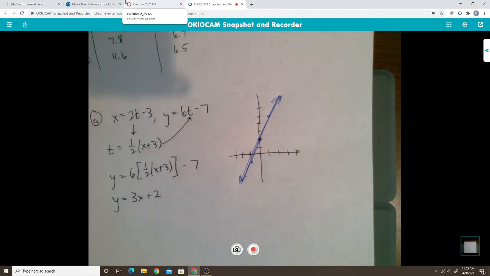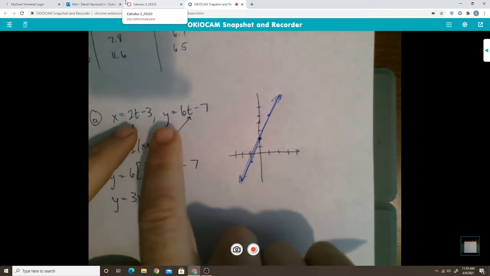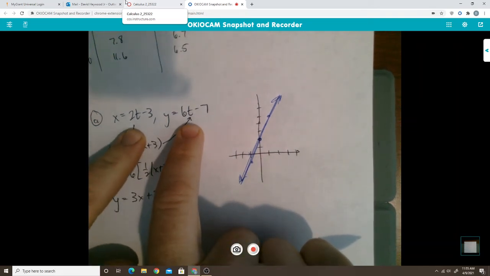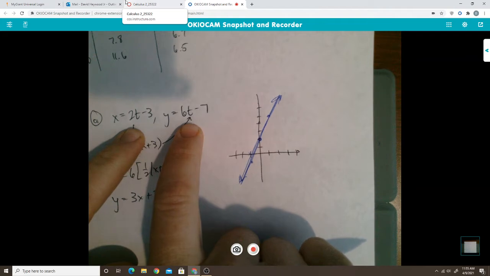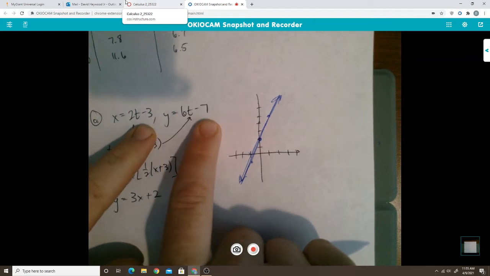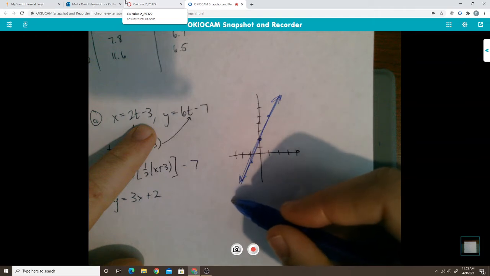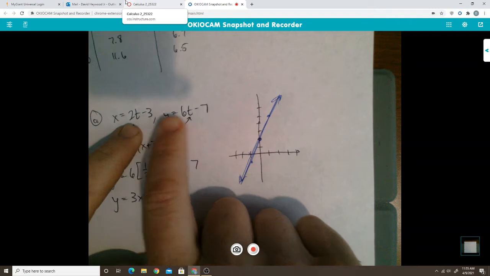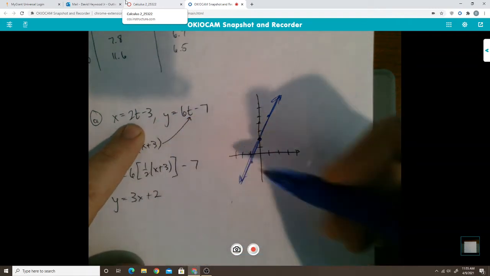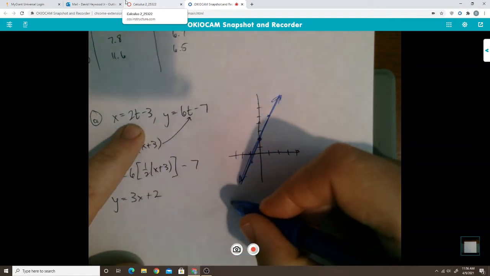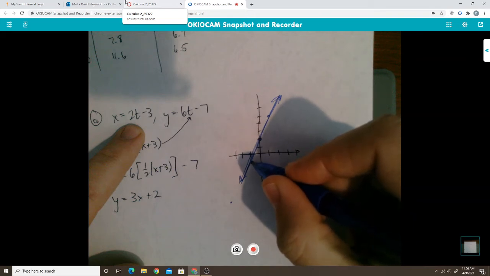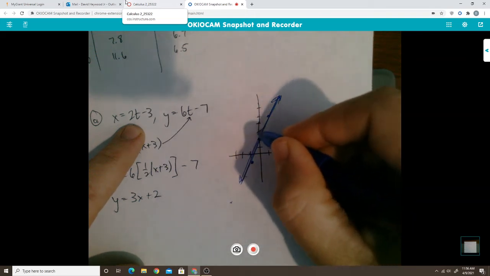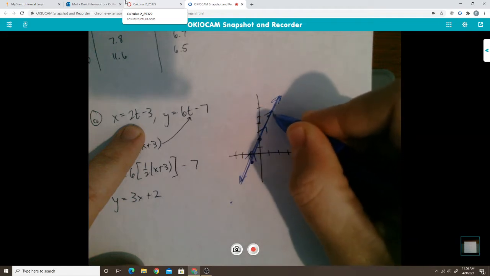As far as the orientation is concerned, for that, I think you do kind of just have to plug in a couple values for t, which should be enough. Like if I plug in 0, I'm at the point -3, -7, so somewhere down here. And then if I plug in 1, I'm at the point -1, -1. So I go from somewhere way down here to this point right there. And so obviously I'm moving in this direction, right? The orientation's going like this.